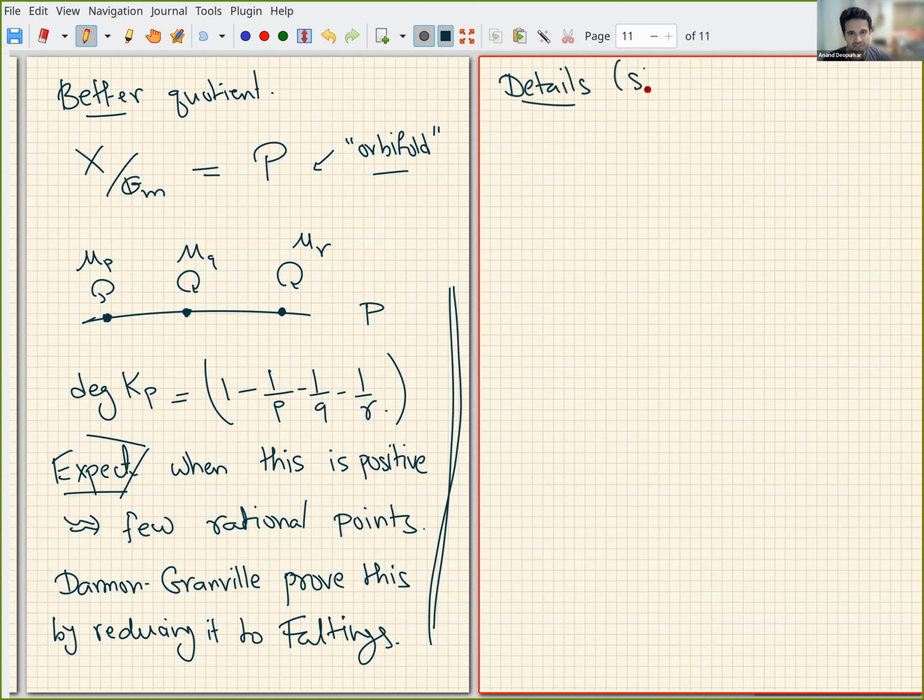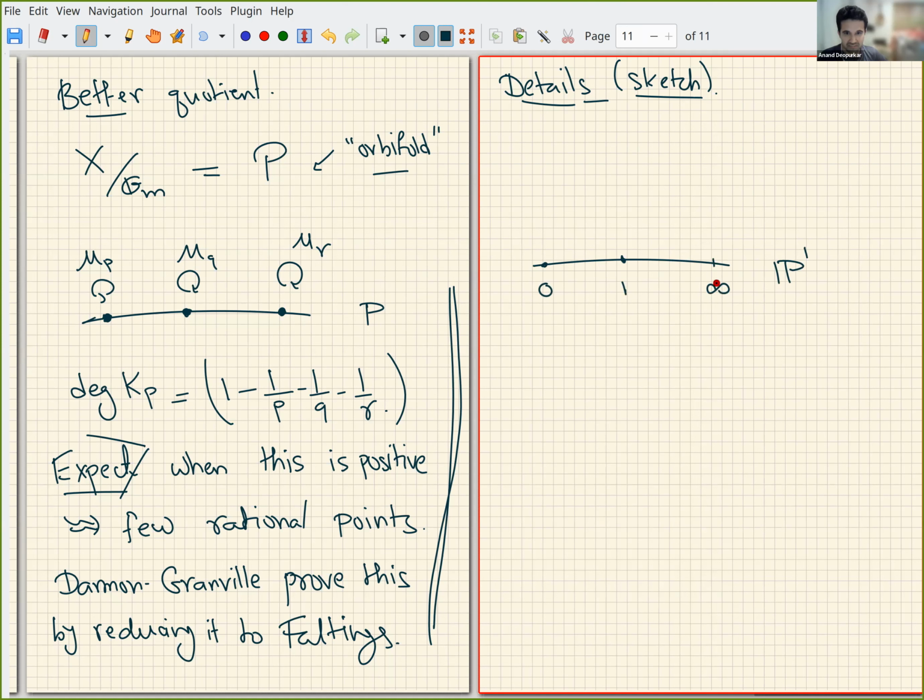I mean, a sketch. So the idea is, this P is an orbifold, right? So we don't like orbifolds, we like curves. So I'm going to approximate P by an honest curve. So what that means is the following. So this is P1. Let me put these points at 0, 1, and infinity. There are 3 points on P1.